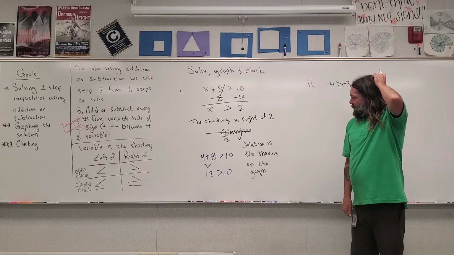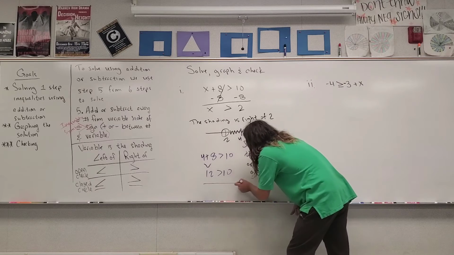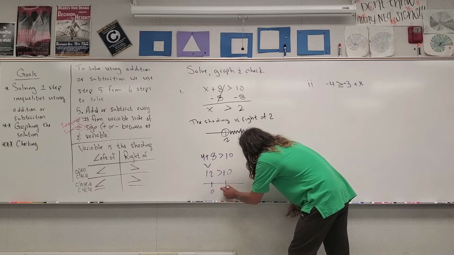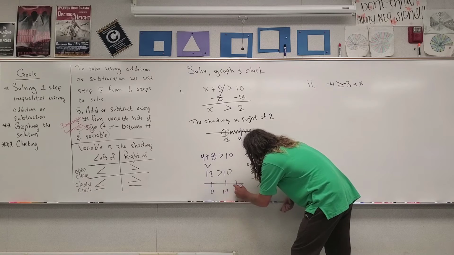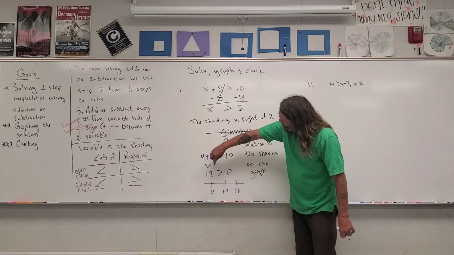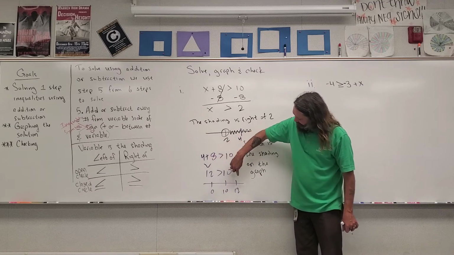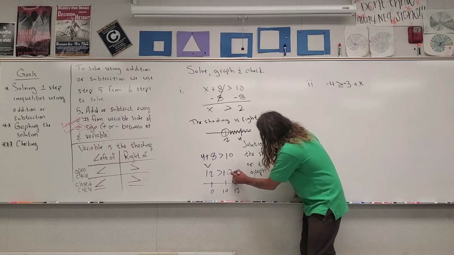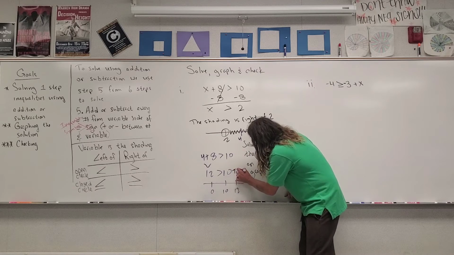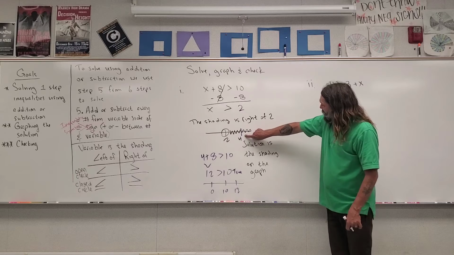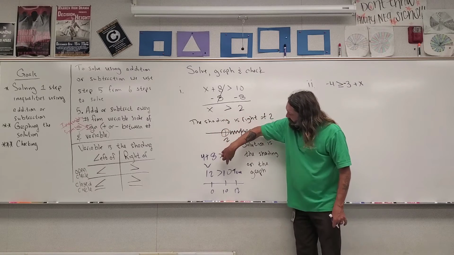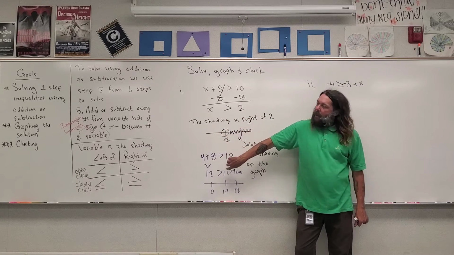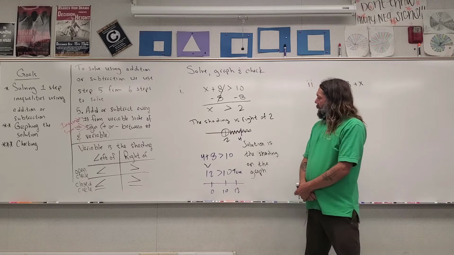So let's interpret this. Okay, let's look at a number line here. I got my 0, I got my 10, and I got my 12. Is this a true statement? Is 12 right of 10? Yes, 12 is right of 10. This is true. So this is how we check. We pick a number from the shading, plug it in, and make sure we get a true statement. Okay, so that's what that one would look like.